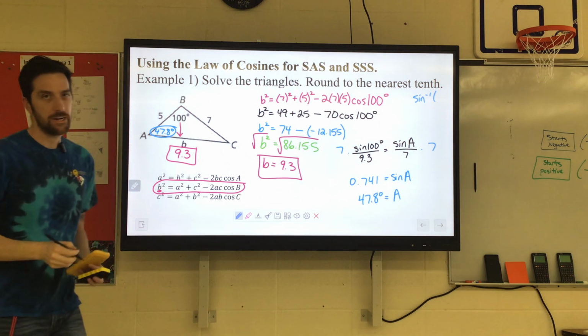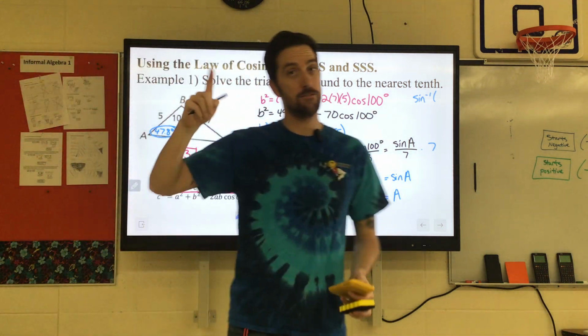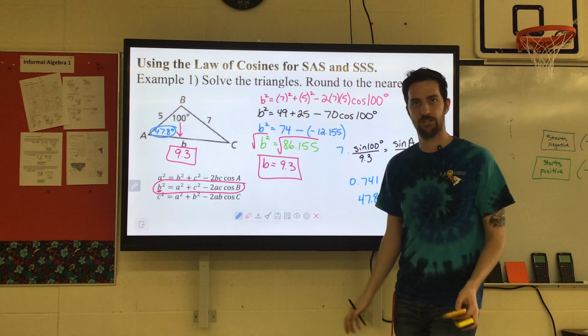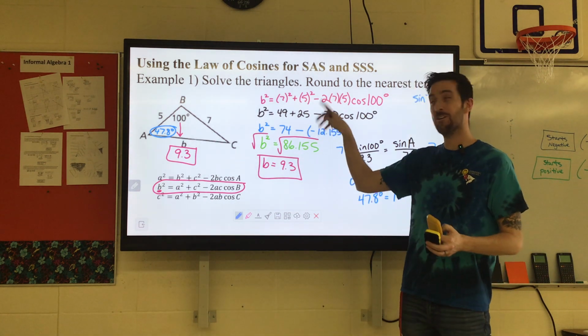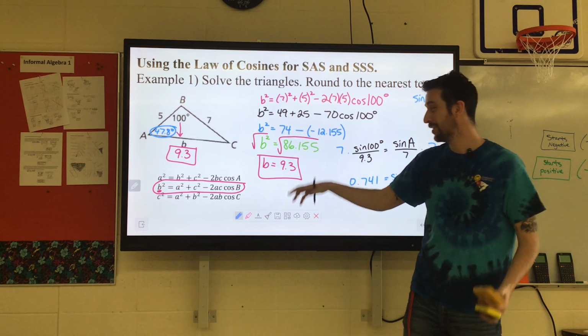Now we need one more angle. There's some options. You could use the law of cosines. Nightmarish. You could use the law of sines. Not too bad. Or you know that all 3 angles add up to 180.